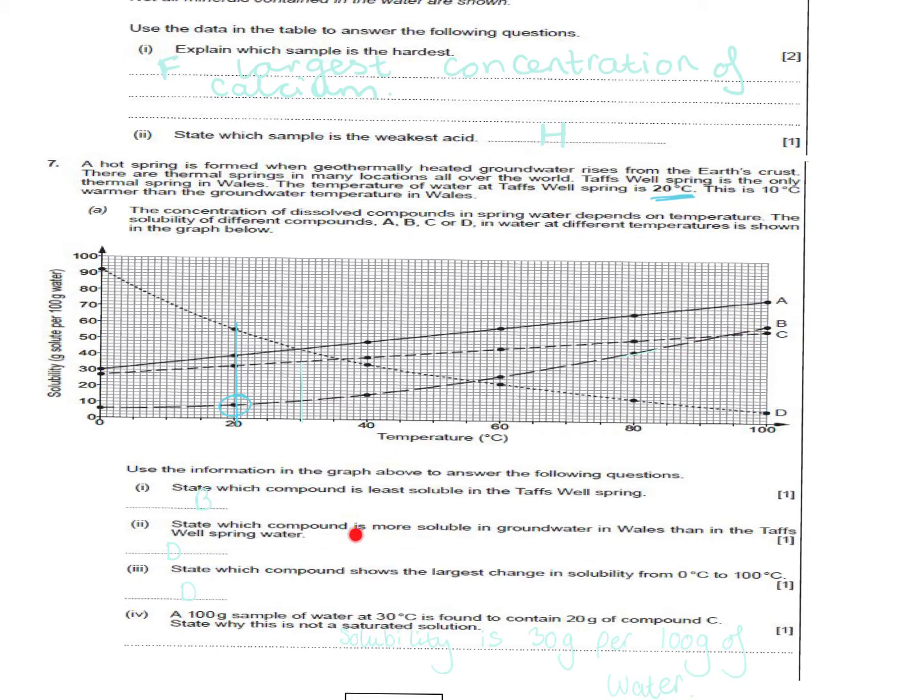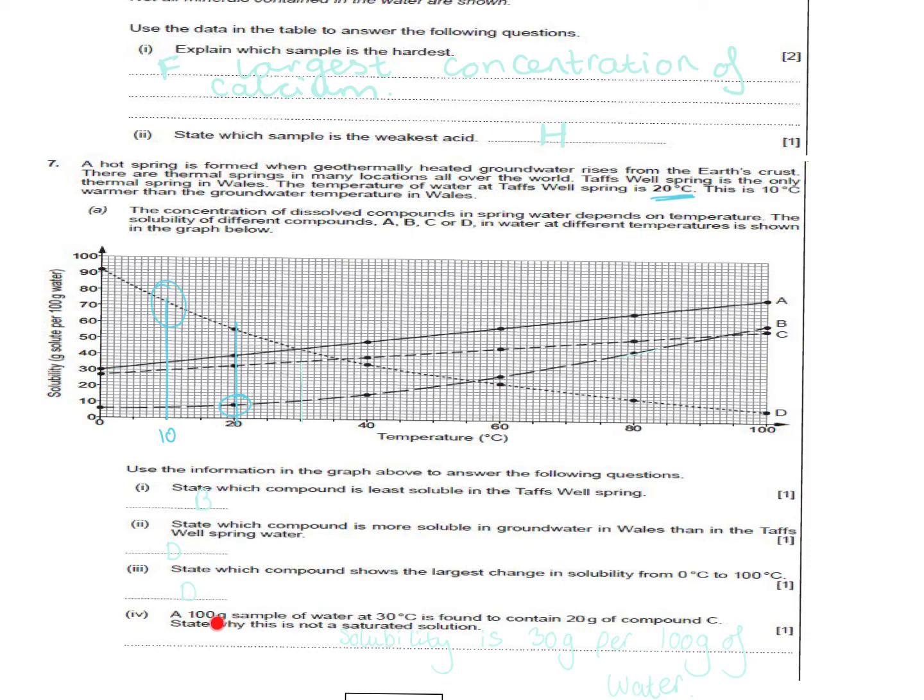Okay, state which compound is more soluble in groundwater in Wales than it is in Taftswell Springs. The groundwater in Wales is 10 degrees warmer than Taftswell Springs, so it's going to be 30. So you're looking for the one that's got the highest solubility at 30, which is going to be this one, D. State which compound shows the largest change in solubility. This one has the steepest curve, again D.